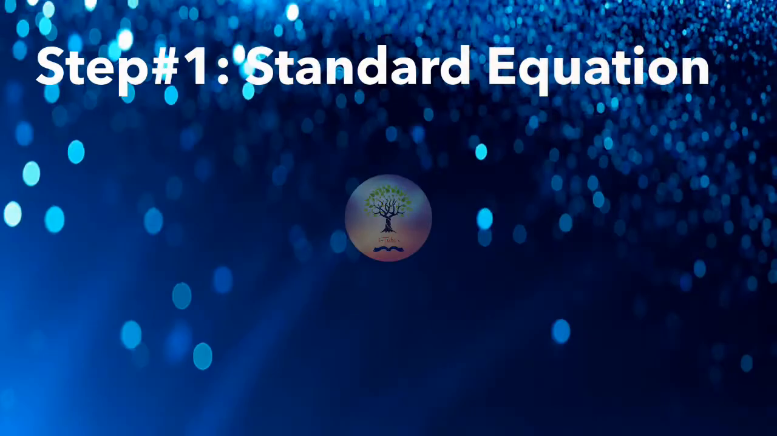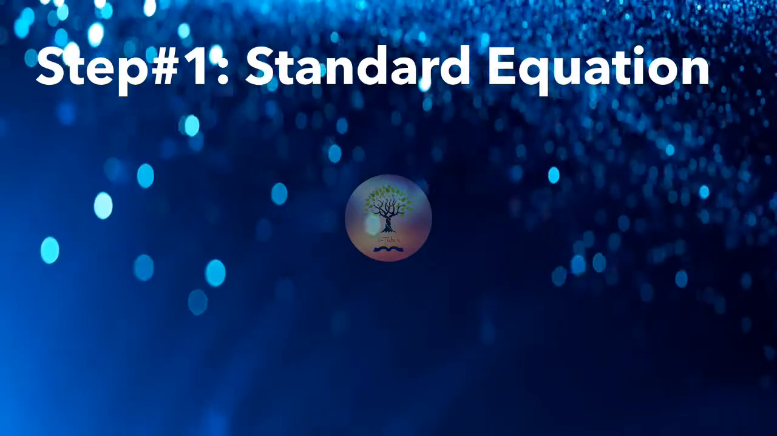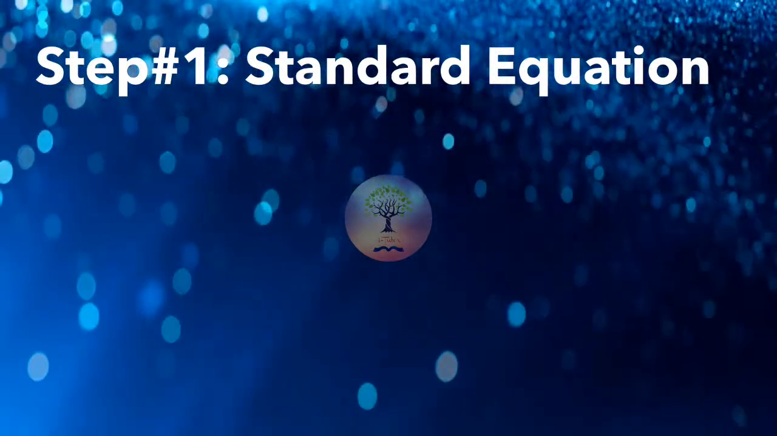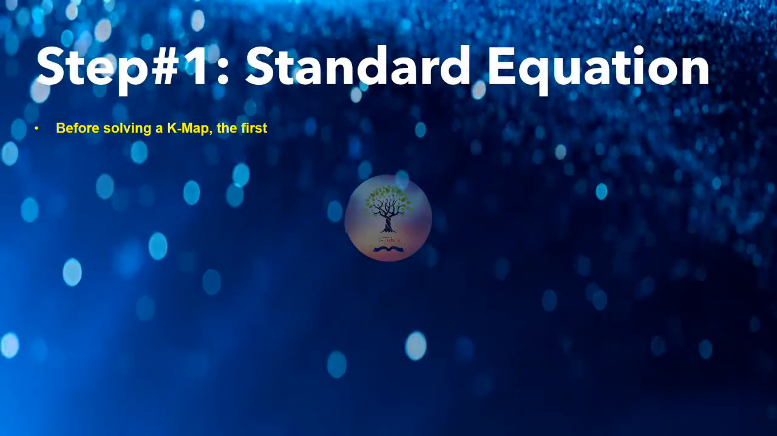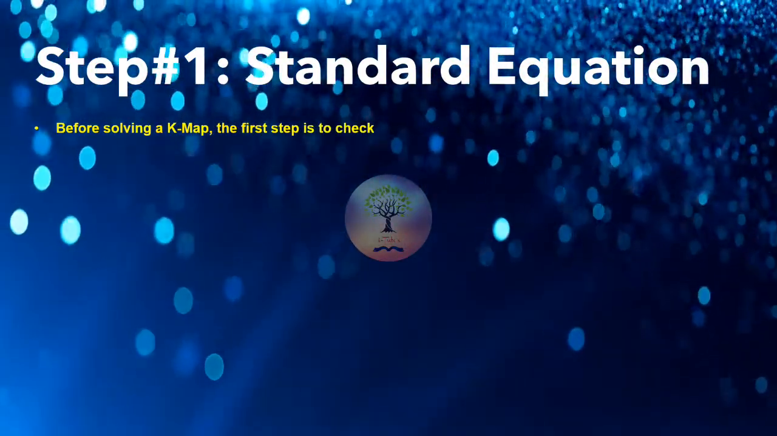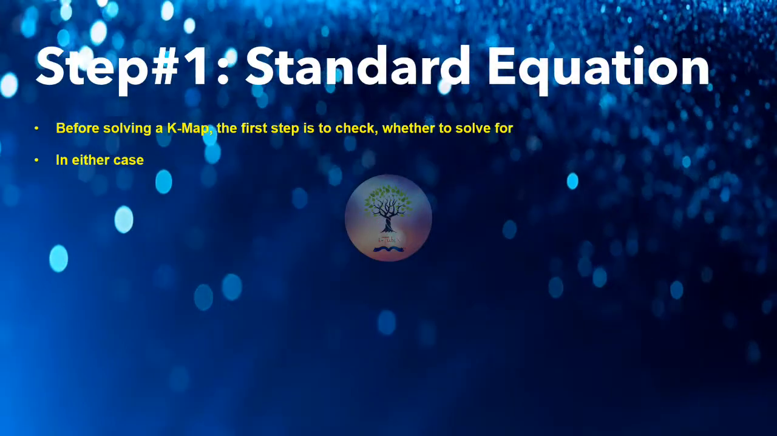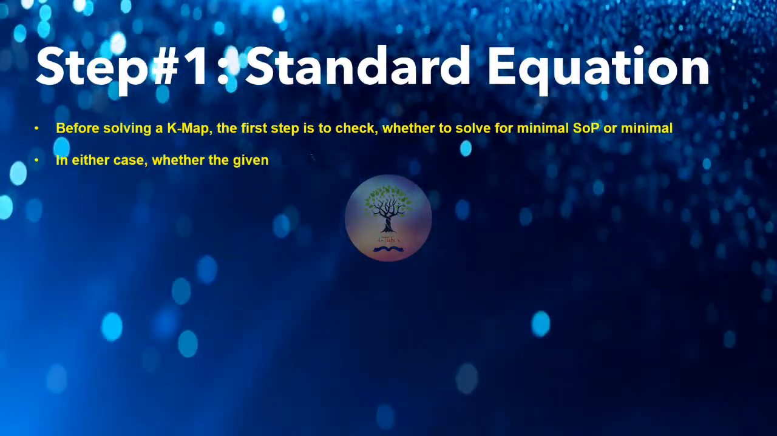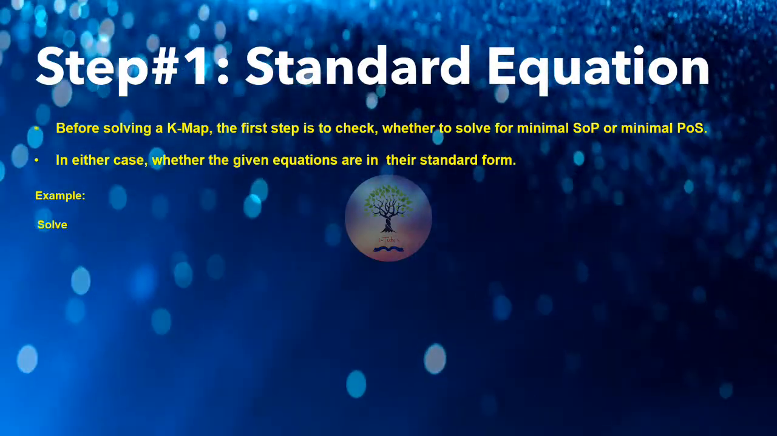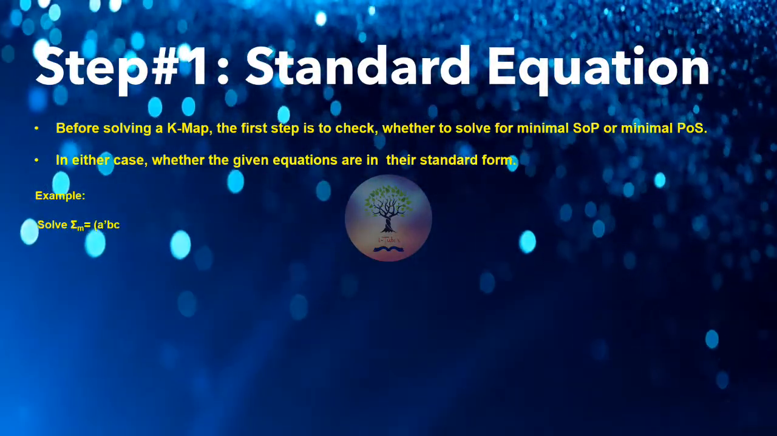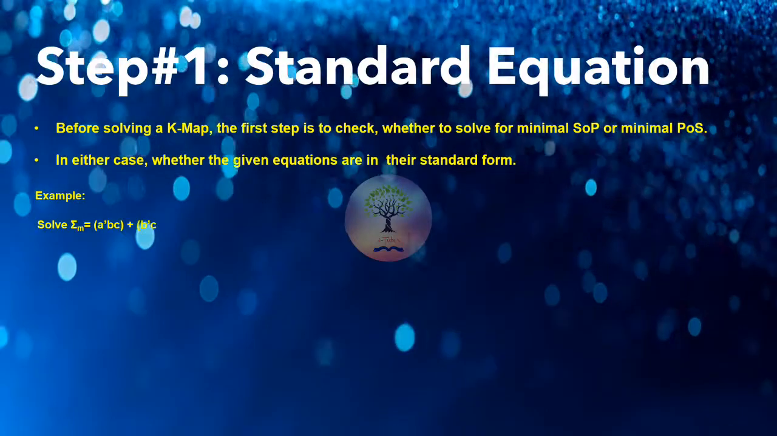Step number 1, standard equation. Before solving a KMap, the first step is to check whether to solve for minimal SOP or minimal POS. In either case, check whether the given equations are in their standard form. Example. Solve sigma m equals A bar BC plus B bar C plus ABC.